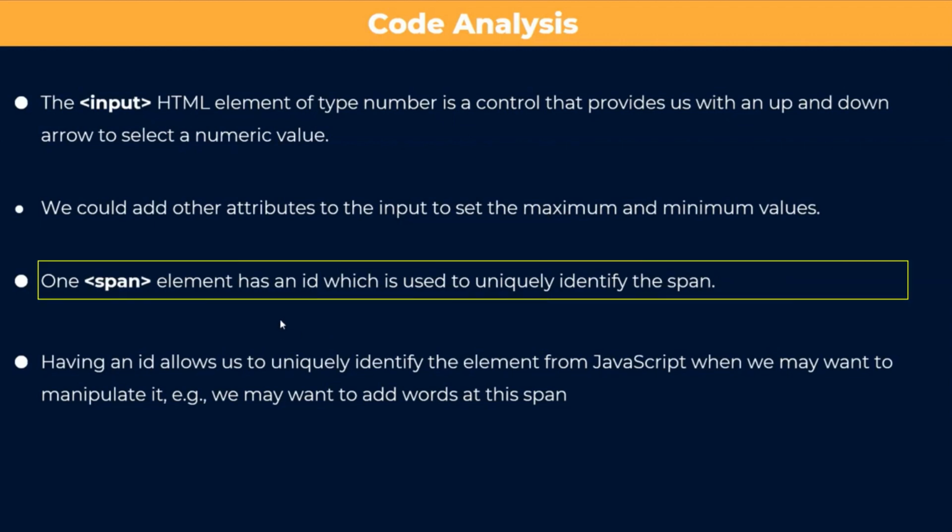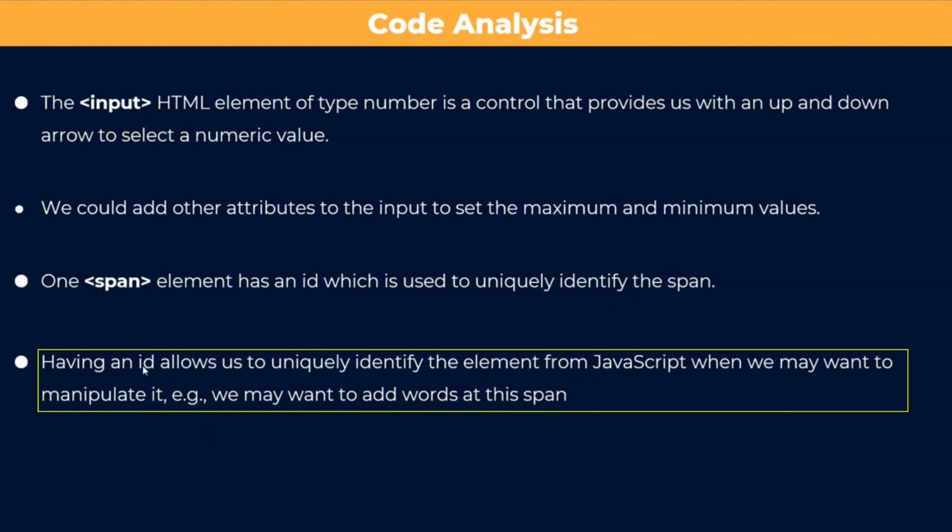One span element has an ID, which is used to uniquely identify the span. So we can have a span and we can give it an ID, and we said that an ID was to give a unique identifier. And therefore, at a later stage, we'll be able to uniquely identify that span and say, I want to do something there. So having an ID allows us to uniquely identify the element from JavaScript, for example, which we're going to do. Or it may be CSS as well, when we want to manipulate it or do something with it.